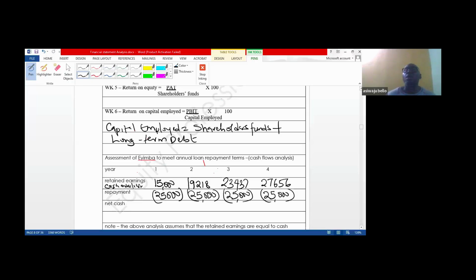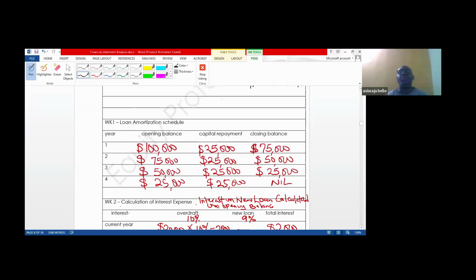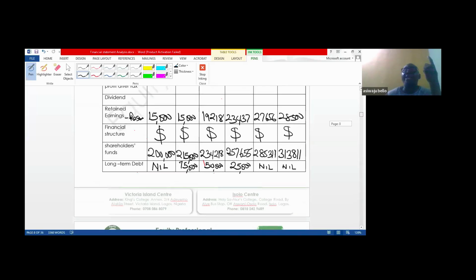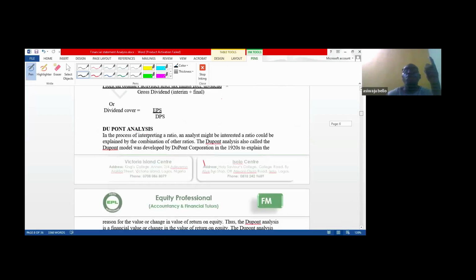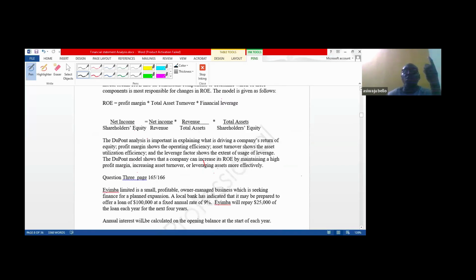Look at it. Where is this coming from? Look at the loan amortization schedule. Capital repayment, 25, 25, 25, 25. That is the terms of the loan. The terms of the loan says that the loan must be repaid $25,000 each year. Look at it, please. You repay the $25,000 of the loan each year for the next 4 years.